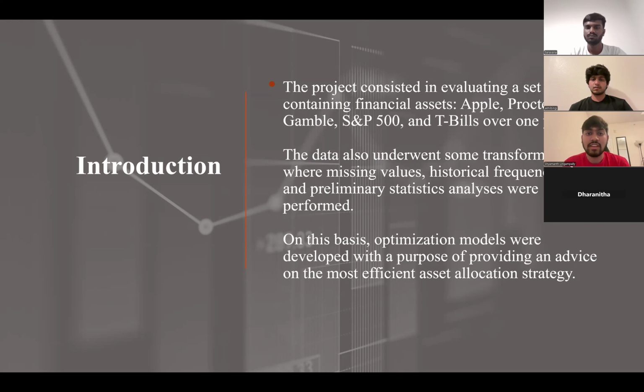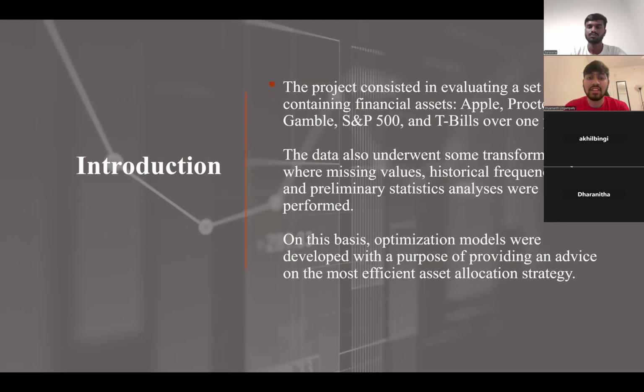And the second one is creating historical frequency plots. These plots provided a visual understanding of asset performance over time. And the third one is conducting preliminary statistical analysis. Key metrics like mean, variance, and correlation were calculated to get initial insights into the data. Building on this prepared dataset, optimization models were developed. The goal was to identify the most efficient asset allocation strategy, providing practical investment advice tailored to different objectives.